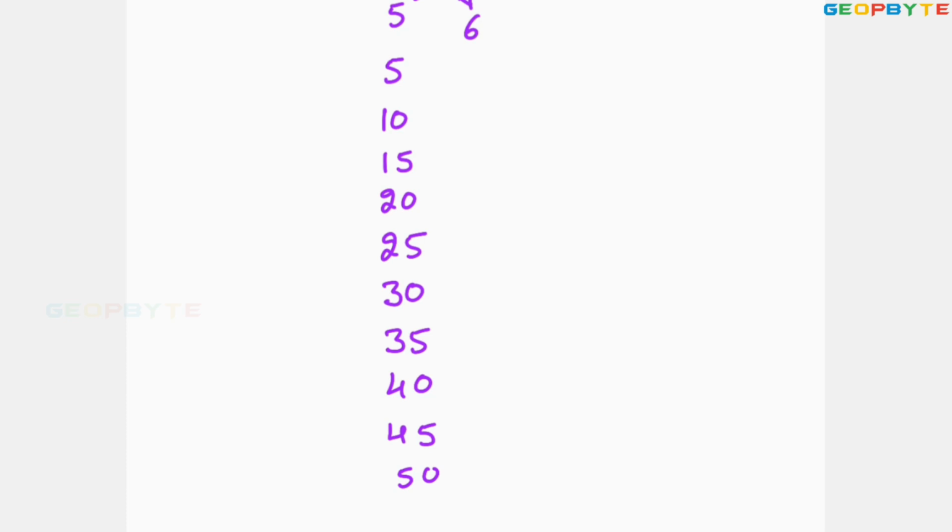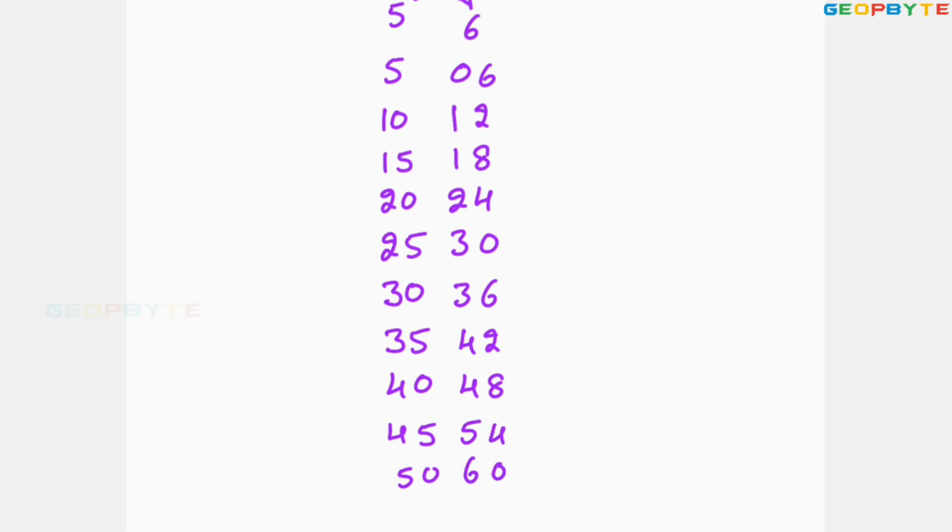Similarly, 6 table. 6, but write in terms of 2 digits, 0 6. 6 into 2, 12, 18, 24, 30, 36, 42, 48, 54, 60. Then what you need to do? You need to prepare the box for the tens place digits of 6 table and 5 table. Let us prepare the box.